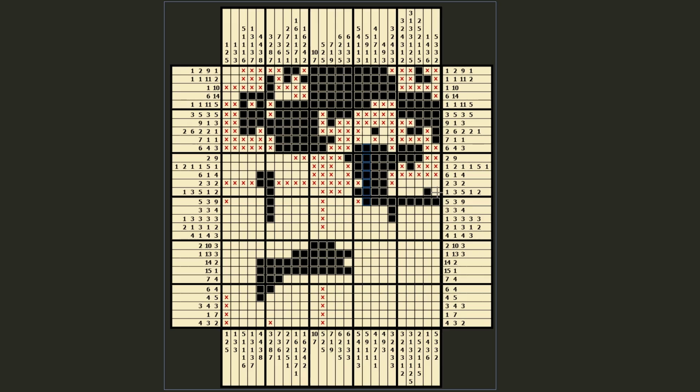It's a really hard one. 2, 5, 2. This has to be a 1. That's the 2. No space for the 4. This is the 3. That completes this row. 3, 1, 3, 3. That's the 4. Complete. This is the 7. 3, 1, 3, 3. 3, 2, 4.